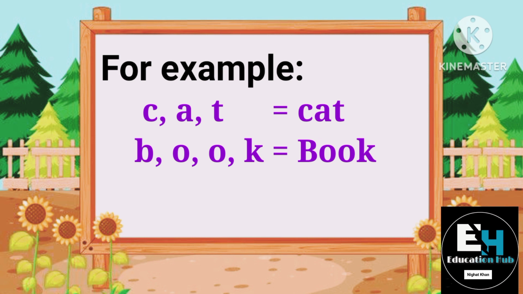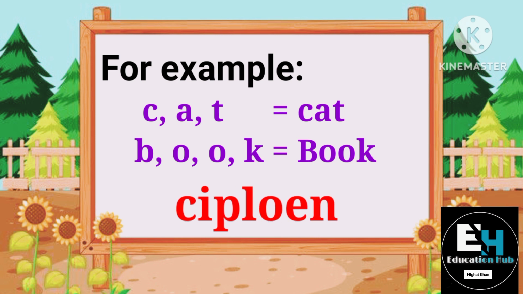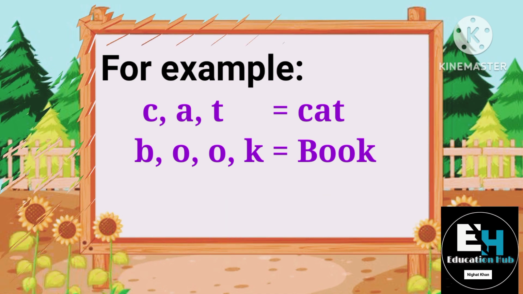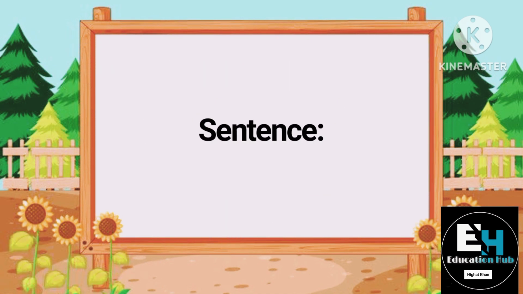And there is another example, BOOK, book. This is also a combination of letters. There is another example: CIPLOEN. These are letters and they are combined, but it does not give us a meaning, or it is not a meaningful word. That's why it is not called a word. It is a combination of letters but not giving us the exact meaning. So it is clear. Now we will discuss the sentence.